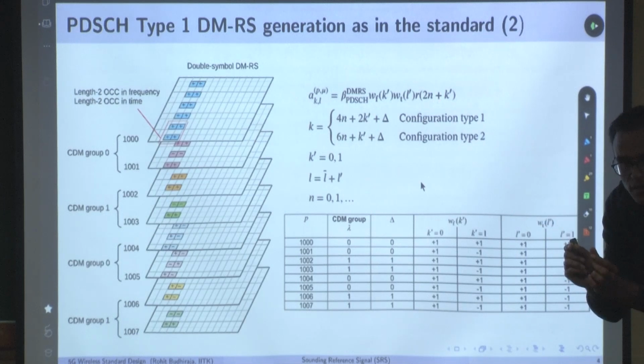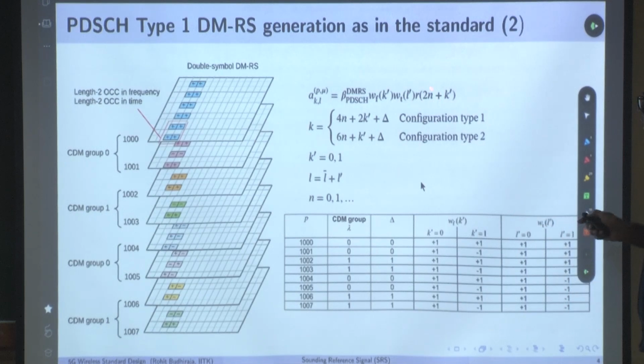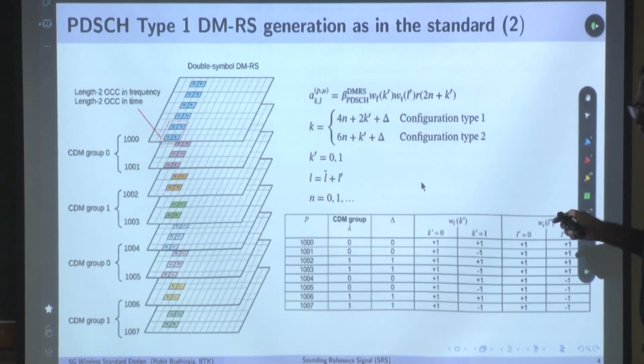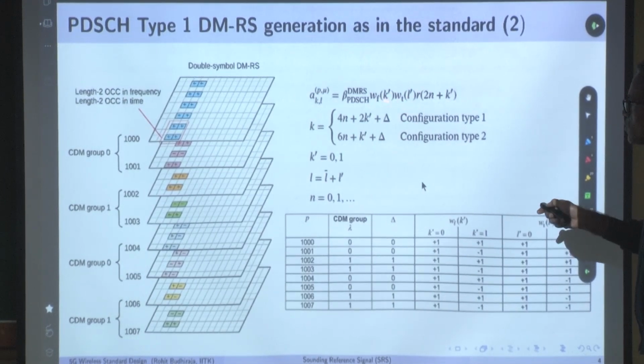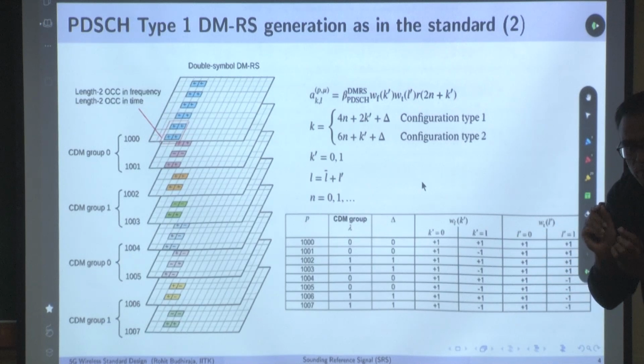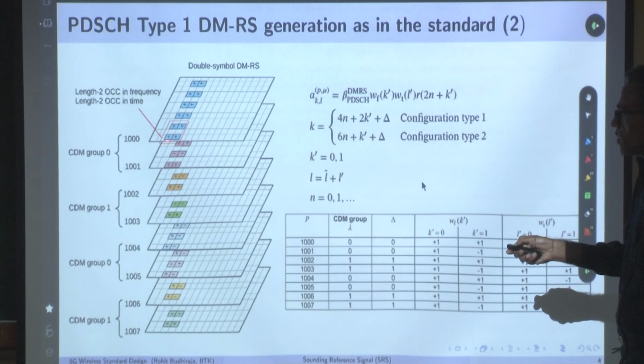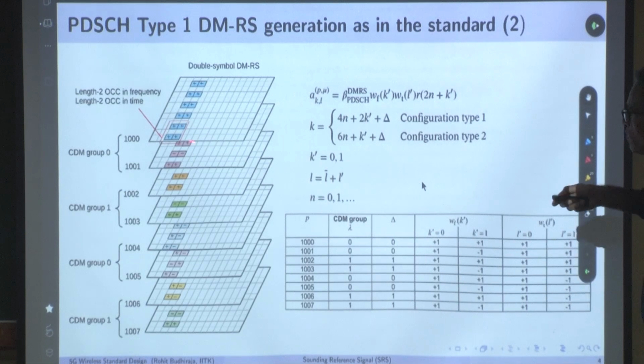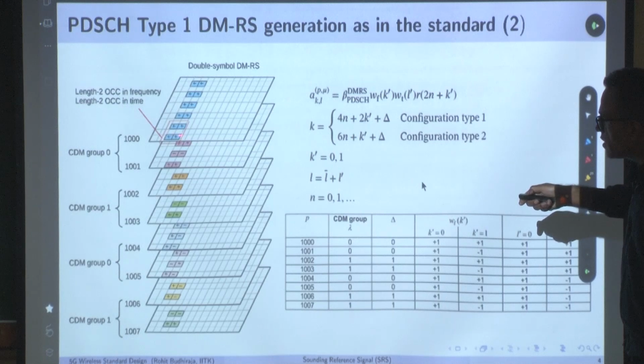You take the first symbol, and what are you doing? Then you multiply it with the product of these two, and the product of these two for this position, what is it coming? It is positive. So you take this symbol and multiply it with a positive value. That is the first bit of that 4-bit orthogonal code cover.